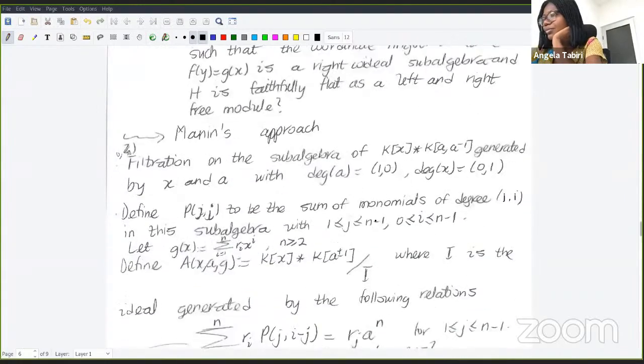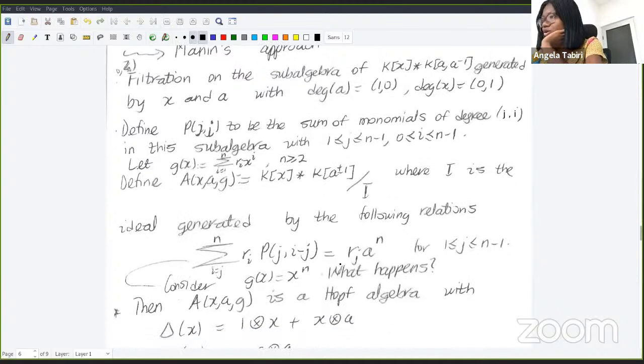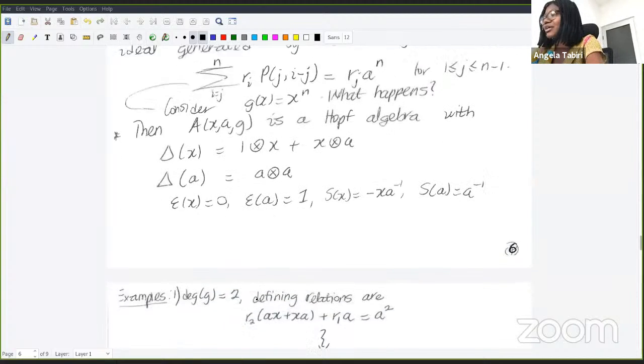So these are the relations giving your algebra A(X, G). It is an algebra, but also a Hopf algebra. How? By defining the coproduct of your X to be 1 ⊗ X plus X ⊗ A cubed, so X is skew primitive, and your A to be group-like. Okay, so we have this, but what do we do with it?